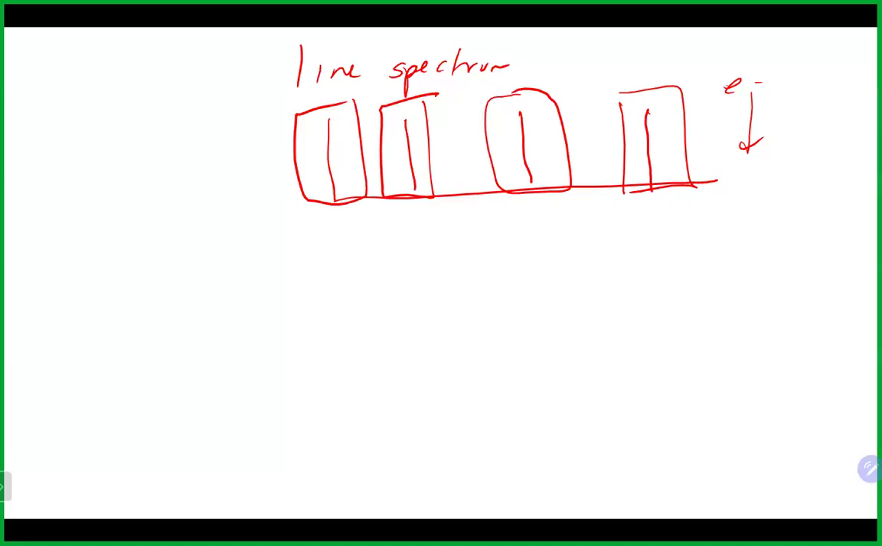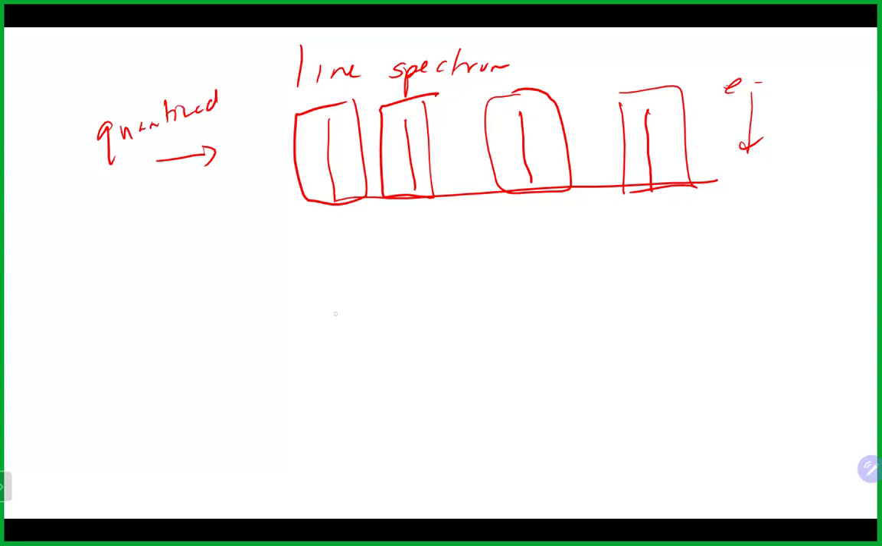So depending on where you see the lines come out and depending on the wavelengths that you see, that will tell you what element you're dealing with. And that's different. This is what we see in a quantized version.